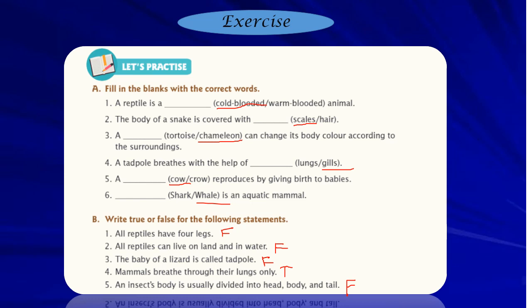Mammals breathe through their lungs only. Yes, definitely. It's only through the help of the lungs that mammals breathe. An insect's body is usually divided into head, body, and tail. Is it? No, it is divided as head, thorax, and abdomen. So even here the answer is false. Okay? Did everyone get everything right? If you got everything right, then sure, you have understood the lesson very well.